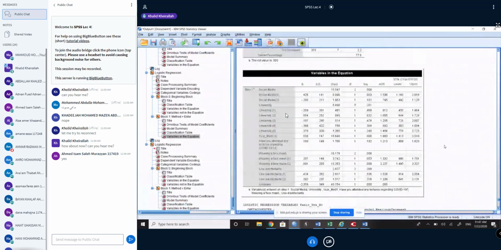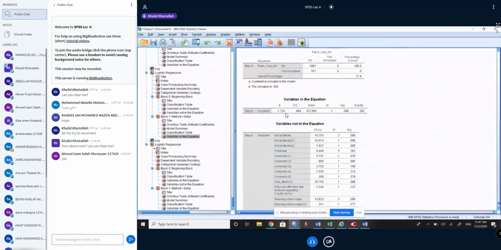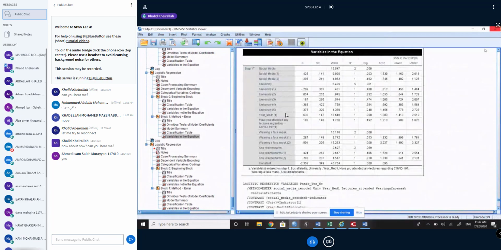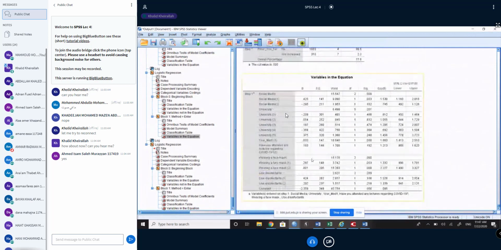So SPSS decided it's going to stick to this table. Let me see if I close it, what's going to happen. It's not even closing. I'm not going to click on the table. I can't click on it anymore. It's just going to jump to the top table. So if you are wearing a mask 1 and wearing a mask 2, the reference group is never, then if you wear a mask sometimes and if you wear a mask all the time. If you use disinfectant 1, which is most of the times, and then 2, which is all the time.